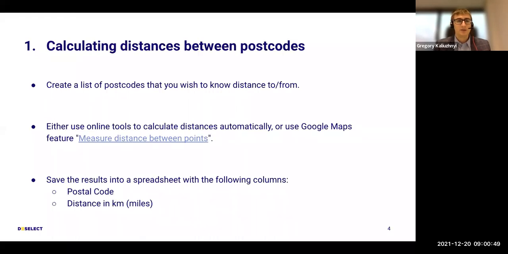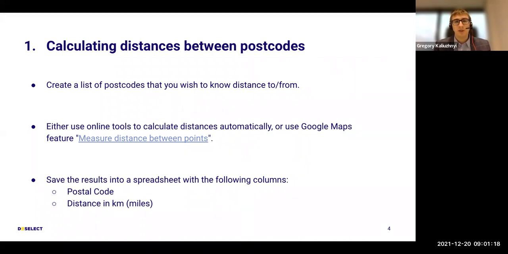So let's start right away. And I would like to start with the first step. So the first step is to create a list of postcodes that you wish to know distance to or from. Let's assume that we are based in a certain location, in a certain address that you already know. So the next step is to gather the postal codes that are around the location of your facility, of your building, and then to make them in a list.